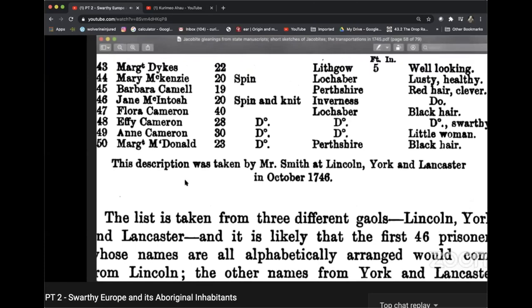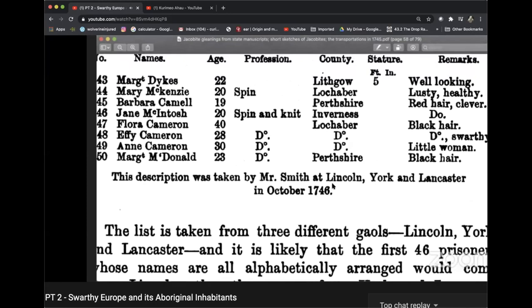It says, this description was taken by Mr. Smith at Lincoln, York, and Lancaster in October 1746, all right? Primary source. Do you understand what a primary source is? These are people from that time writing this down, all right? This is not pseudo just because it's old.